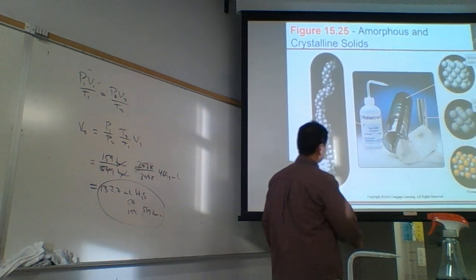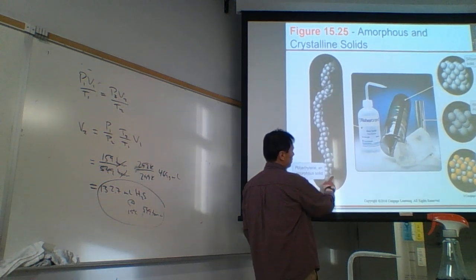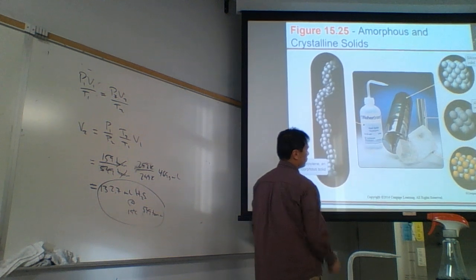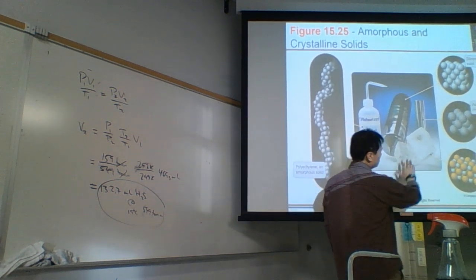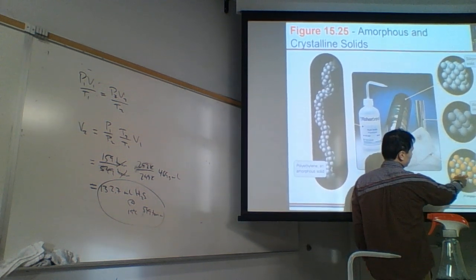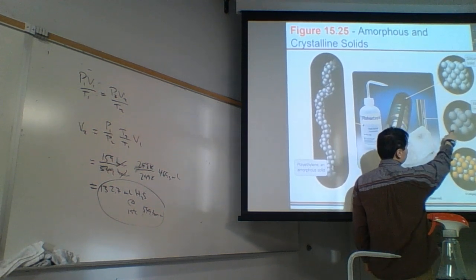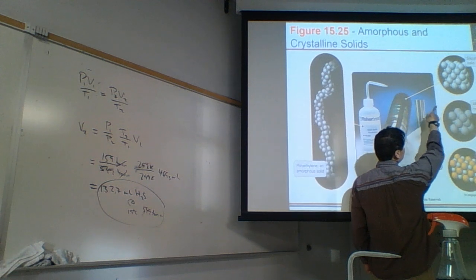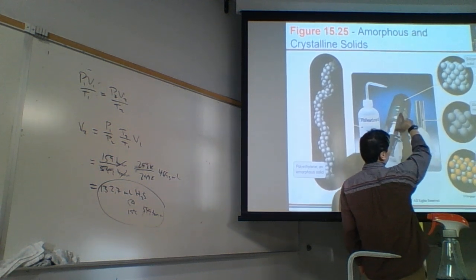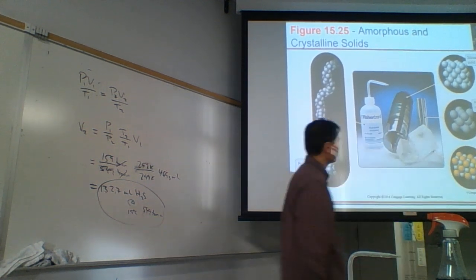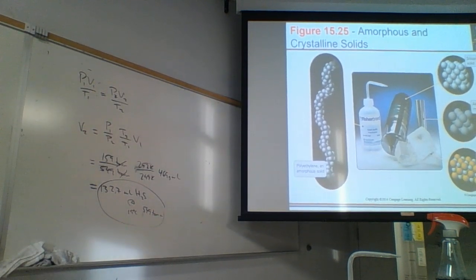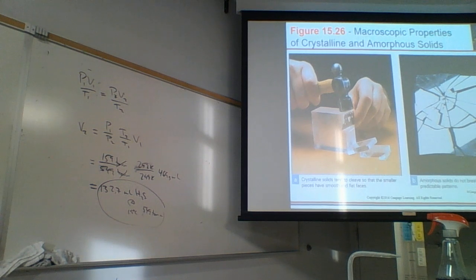amorphous solid. Amorphous solid is lacking long-range order, but this would also be held together by covalent bonds. Covalent solid. This is a crystalline solid here. This crystalline solid is held together by ionic bonds. This crystalline solid here, aluminum metal, is held together by metallic bonds. And silicon's held together by covalent bonds here. The types of bonds will dictate a lot of the properties.